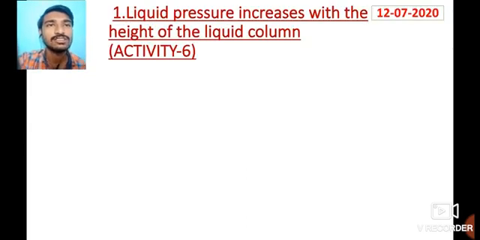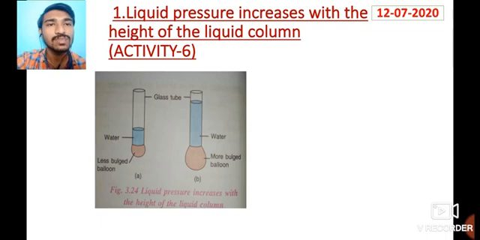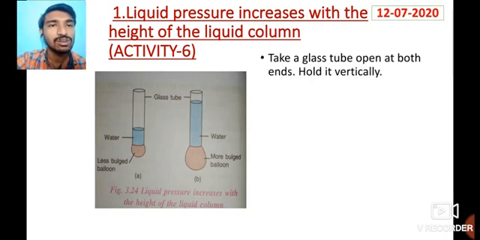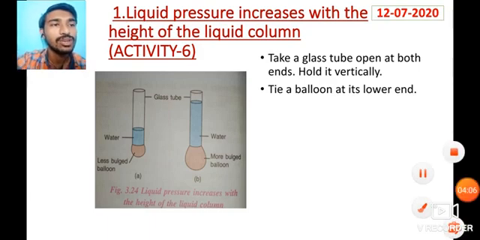The first one is that liquid pressure increases with the height of the liquid column. Let us understand this by a small activity. You already know about this activity. Take a glass tube open at both ends and hold it vertically. Tie a balloon at the lower end.